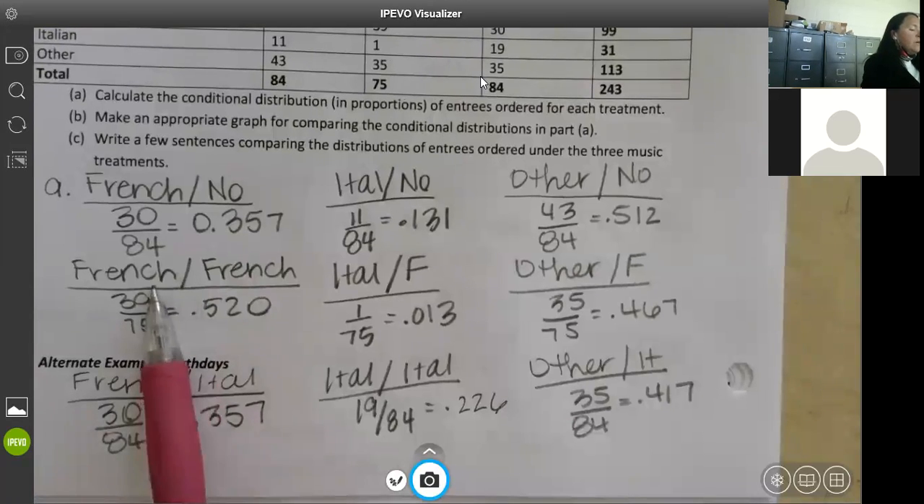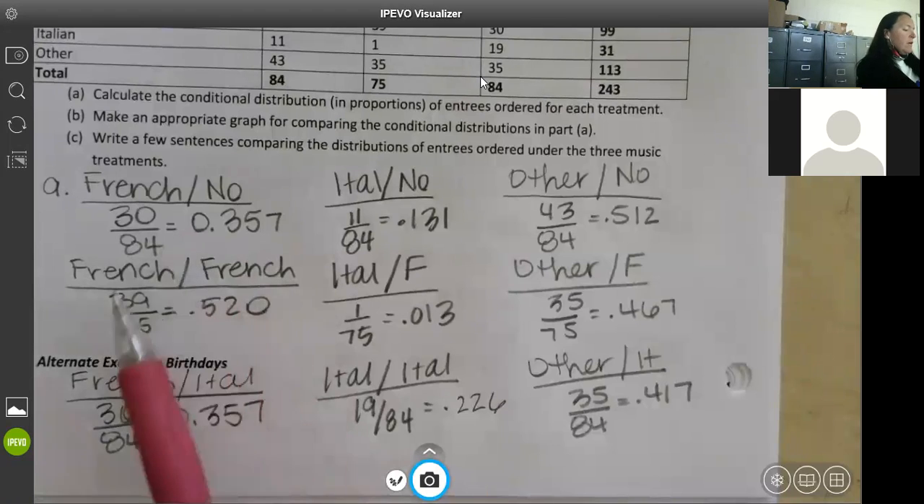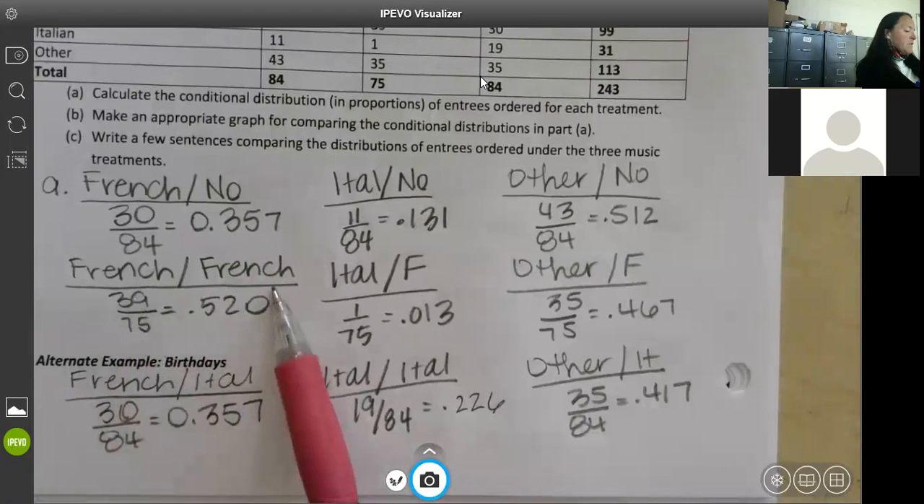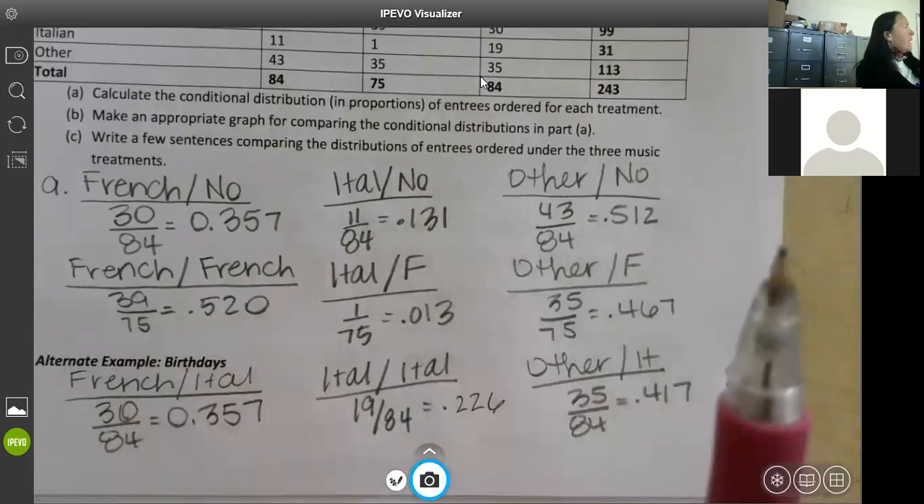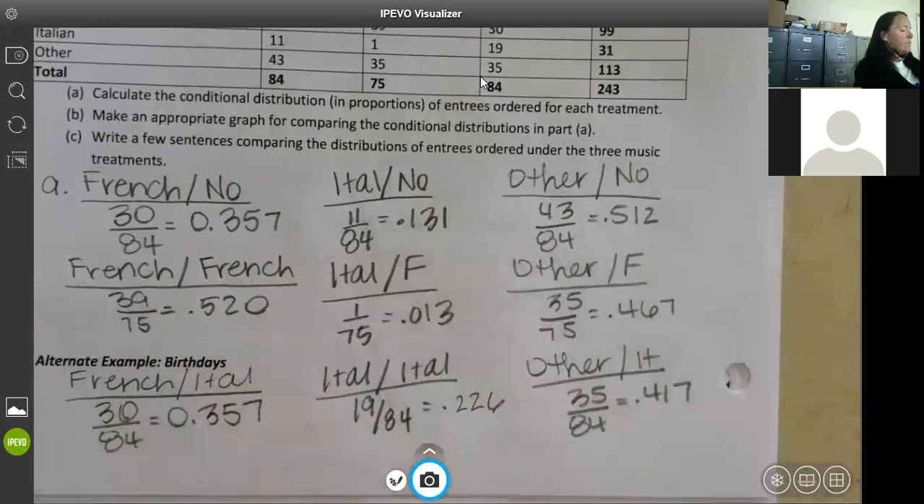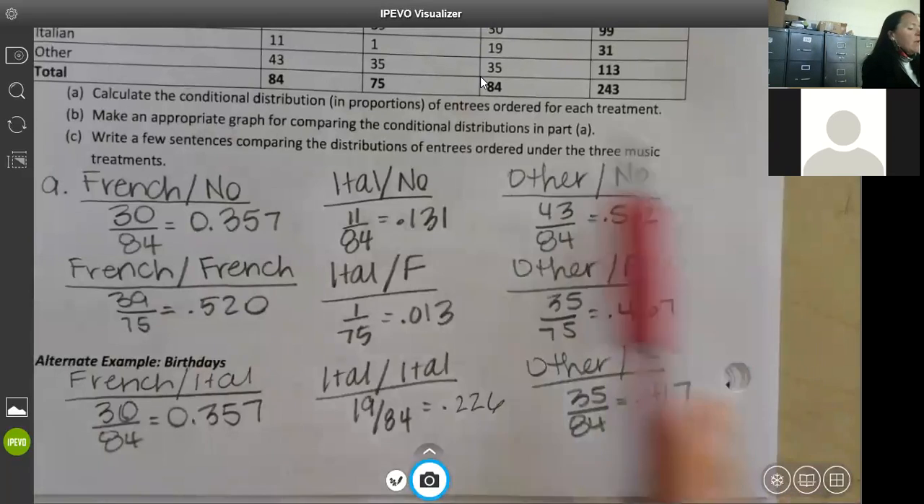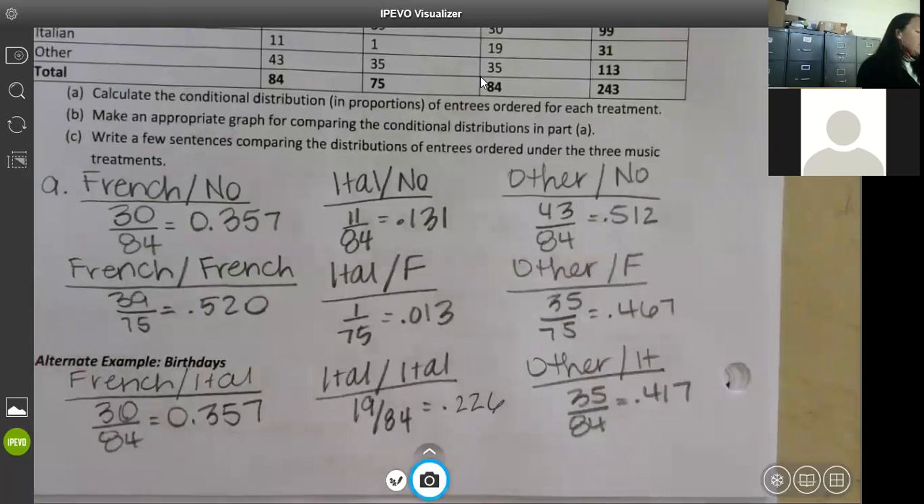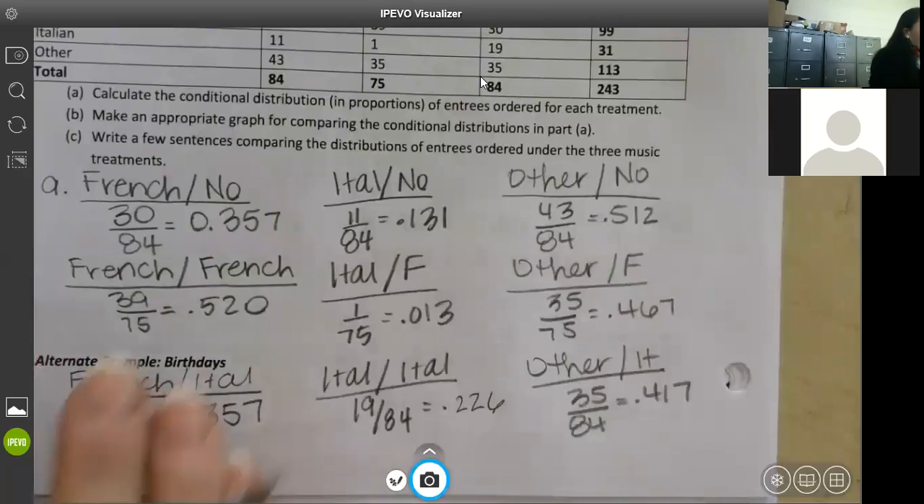Yeah, so French entrees, hold on just one second. For French entrees, if French music was playing, the majority of the people wanted French food, right? What about for Italian? Same thing. And for other, what about that one? It was kind of split, so it didn't really matter what they ordered, right? Does everybody understand that? That's all you have to write. You can write it if you want to, I'm not going to write it down. The conditional itself is really what we needed. Flip it over.